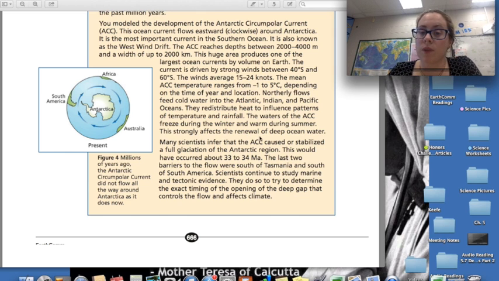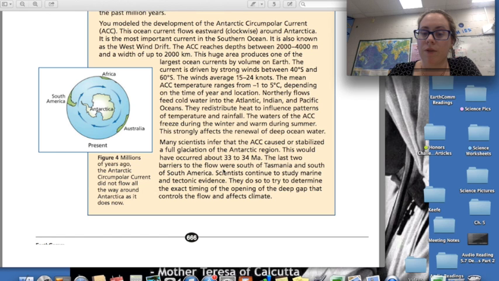This strongly affects the renewal of deep ocean water. Many scientists infer that the ACC caused or stabilized a full glaciation of the Antarctic region. This would have occurred around 33 to 34 million years ago.